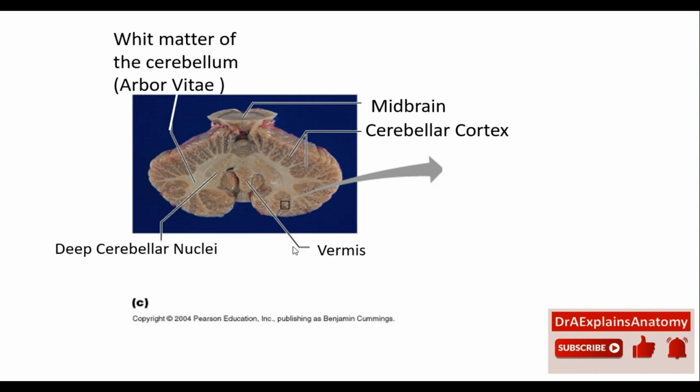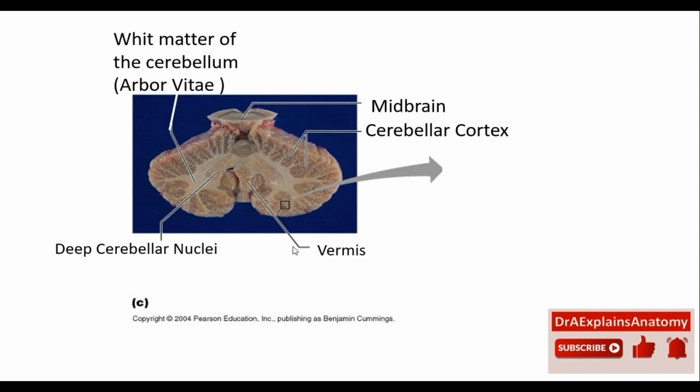If we compare the cerebellum with the cerebrum, both have a cortex. The cerebrum as well consists of lobes. We talked about the frontal, the parietal, the temporal, and the occipital lobe in the cerebrum. Here we mentioned the anterior and the posterior lobe.